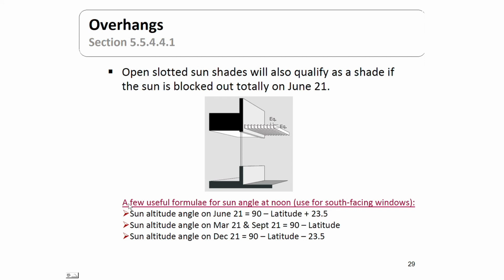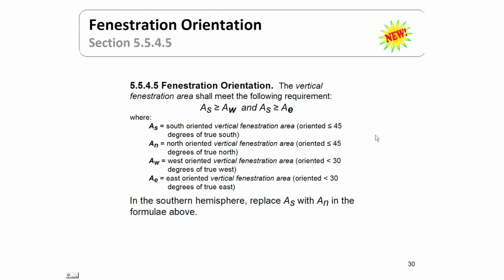I threw in a couple, maybe three equations for sun angle calculations at noon. Of course, this is only used on south-facing windows. On March 21st and September 21st, we call that the equinox. The sun angle is always at 90 minus your latitude. Very simple. Just 90 minus your latitude, that gives you the sun angle at noon. And in the summer, June 21st, you add 23.5 degrees to that. And in the winter, December 21st, just subtract the same amount. So this will give you your sun angles throughout the certain seasons of the year.